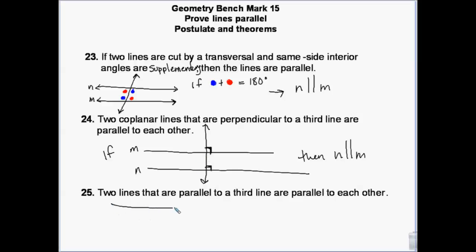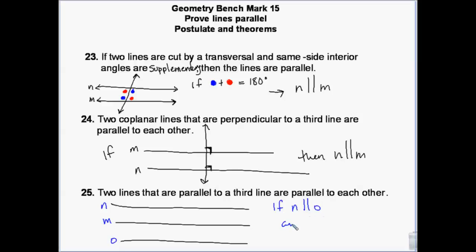And then two lines that are parallel to a third line are parallel to each other. So if I have three lines, N, M, and O, if N is parallel to O and M is also parallel to O, then N is parallel to M. Basically, a bunch of lines that are parallel to each other are all parallel to each other. Yes, exactly, except they're parallel this time.